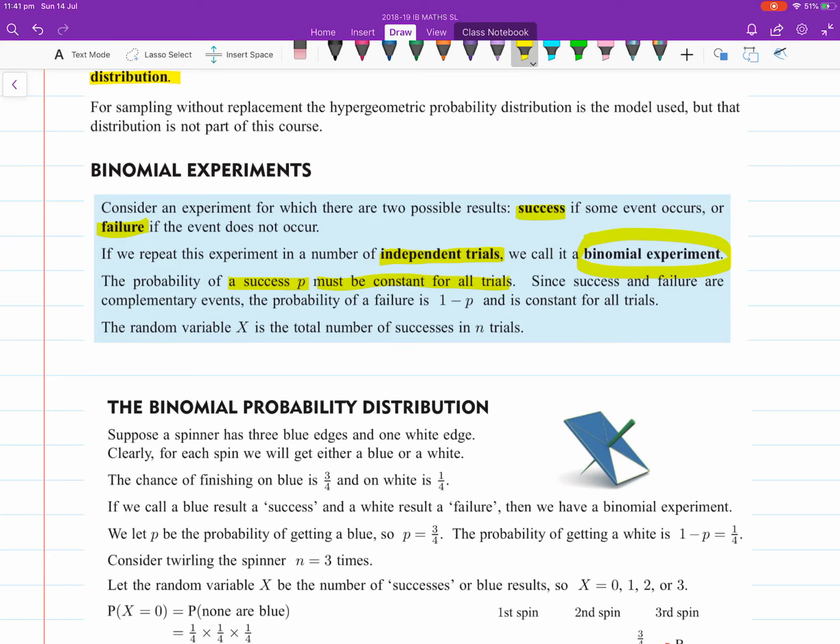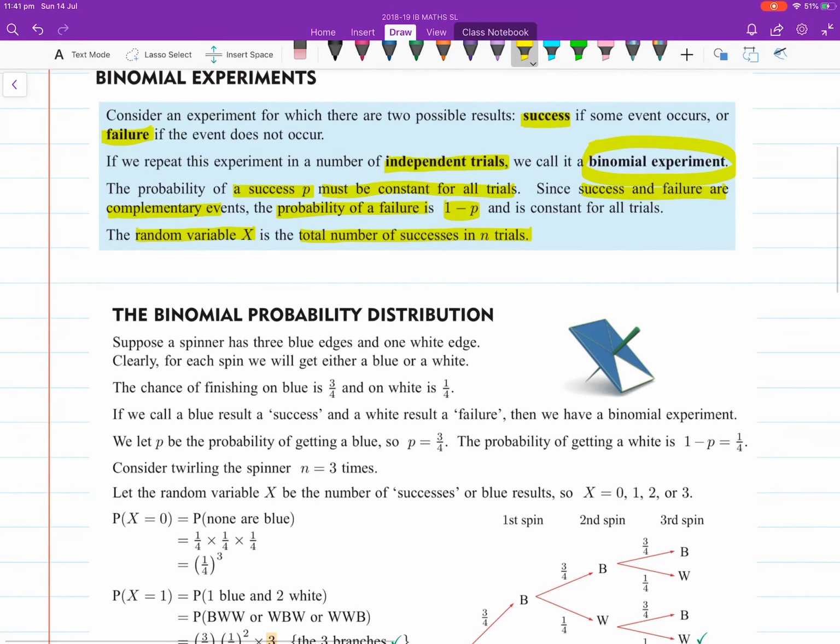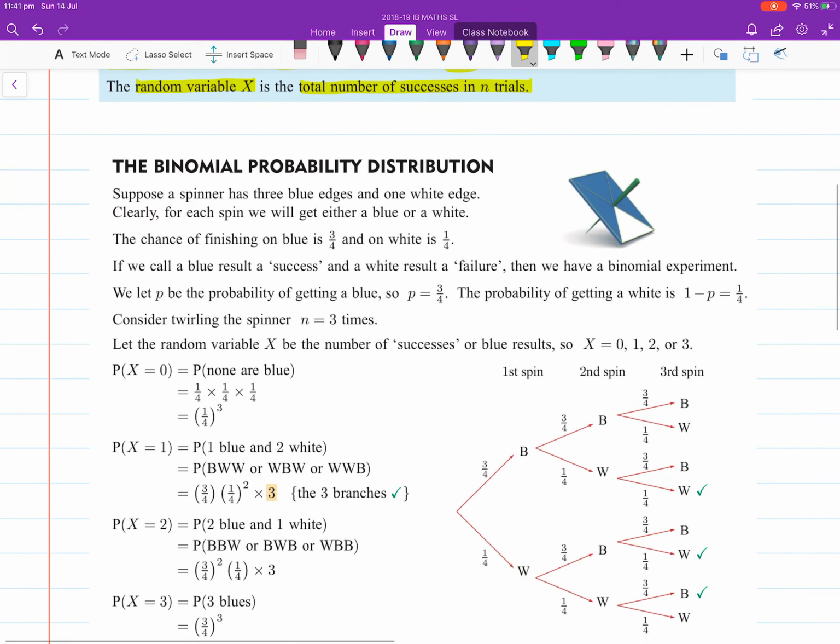So they're complementary events, success and failure. The probability of a failure is going to be 1 minus the probability of the success. Makes sense, yeah? So your random variable x is the total number of successes that you get in the n amount of trials that you do.